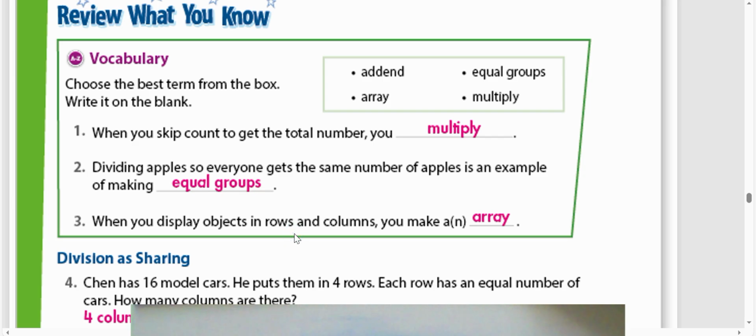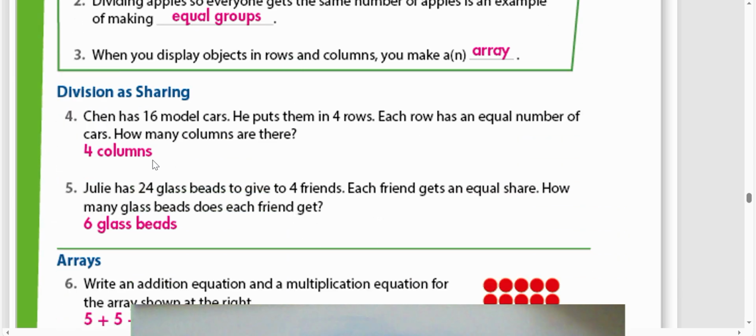Number 4, division and sharing. Sheen has 16 model cars. He puts them in 4 rows. Each row has an equal number of cars. How many columns are there? We can divide 16 by 4. 16 divided by 4 equals 4 because 4 times 4 equals 16.